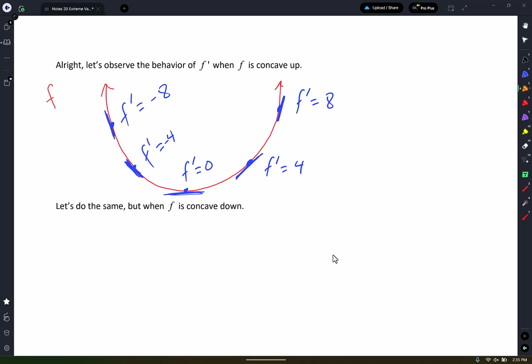Okay. I want you guys to observe. Look what's happening to f prime. -8, -4, 0, 4, 8. I'm just talking about f prime. What observation do you notice about f prime? F prime is what?